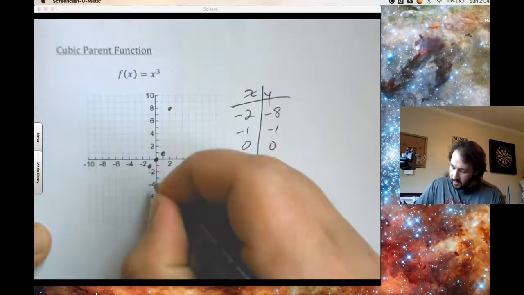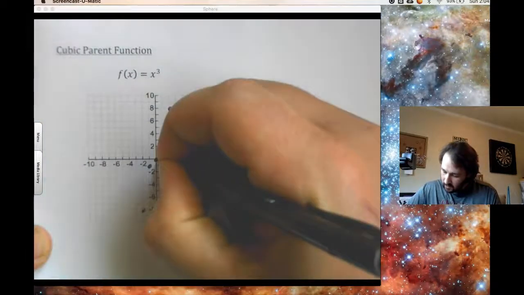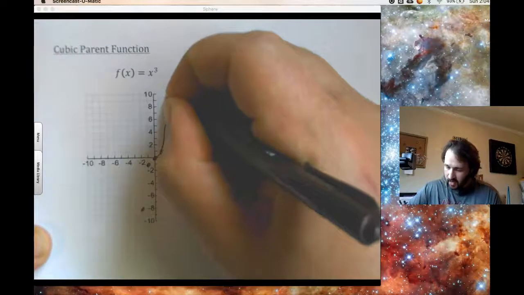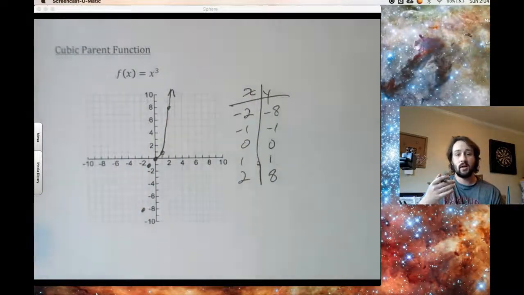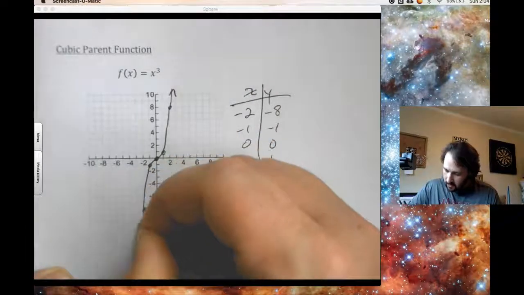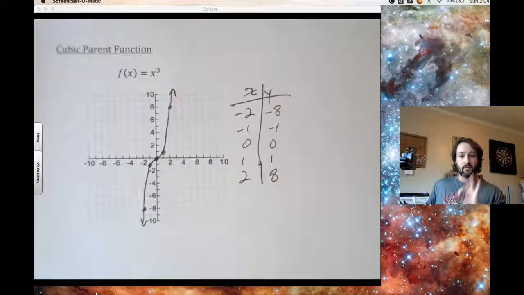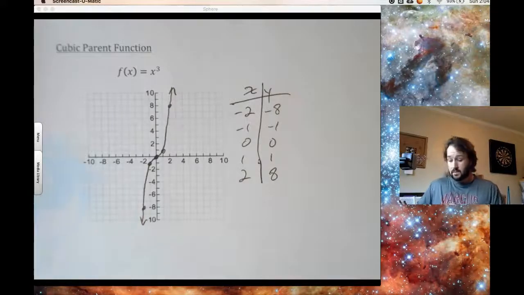Now I have negative 1, negative 1, negative 2, negative 8. So what this does is it almost creates like a quadratic type, but it's growing a lot faster because I'm cubing. I'm not only squaring, I'm cubing the numbers. And I also go in the negative direction because I'm multiplying a number by itself 3 times. So a negative times a negative times a negative will still produce a negative. All right, so that's my function.